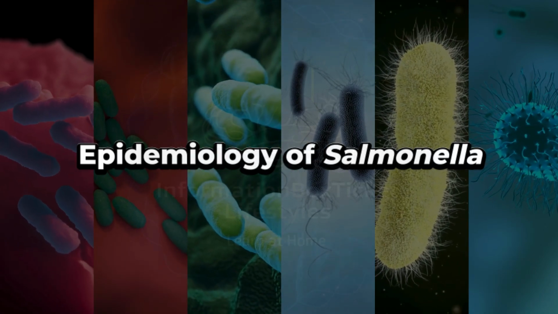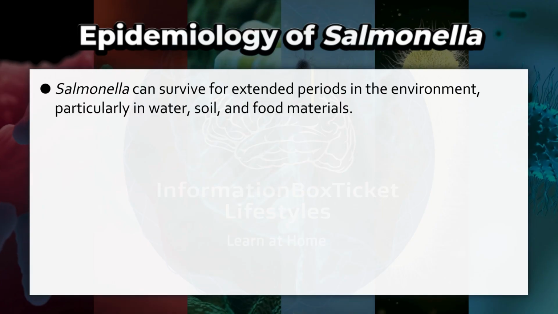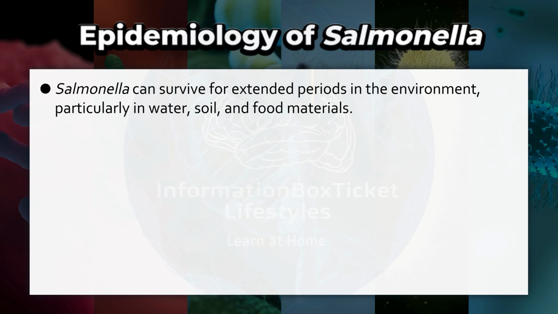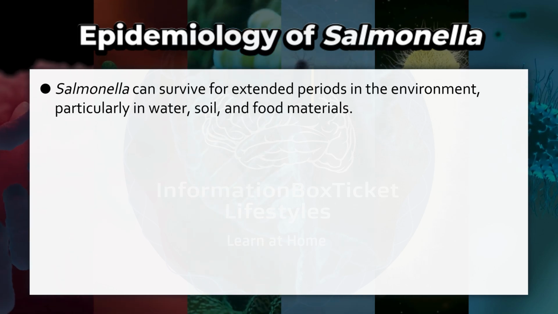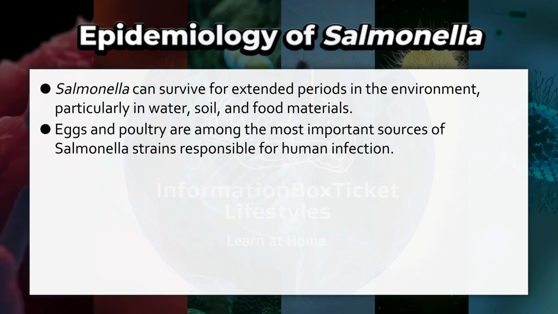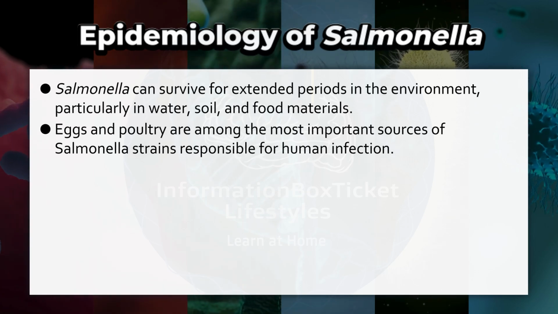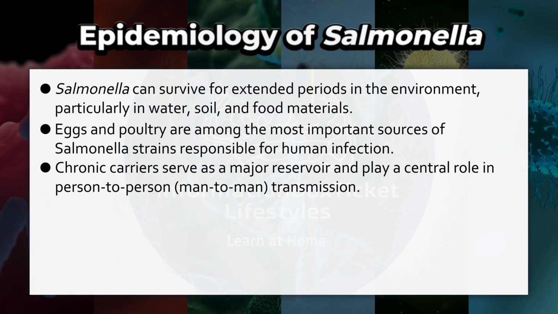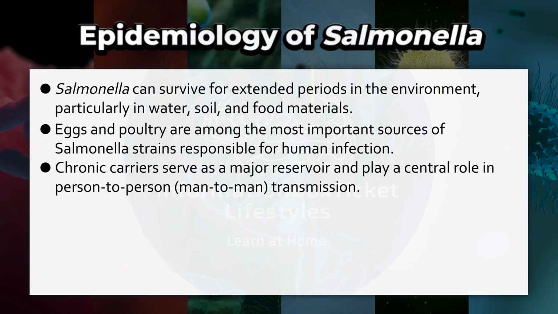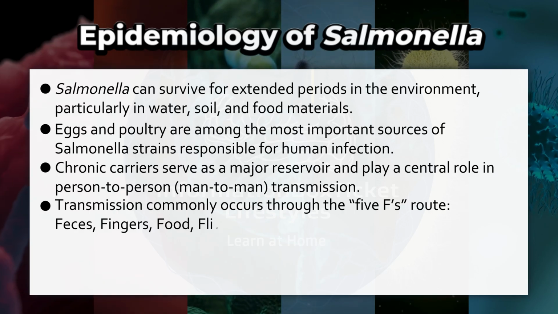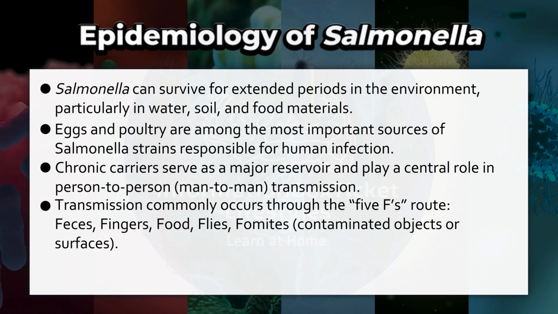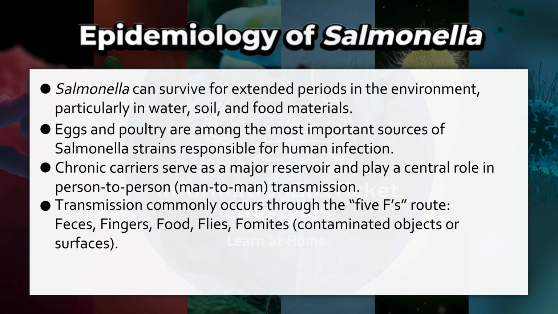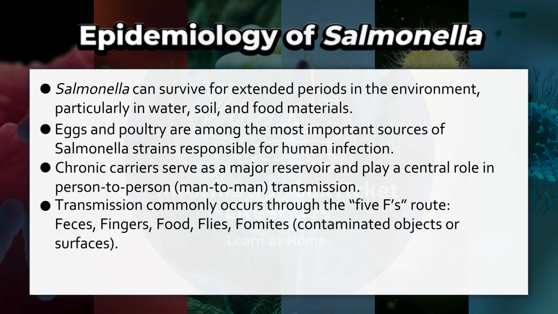Epidemiology of Salmonella. Salmonella can survive for extended periods in the environment, particularly in water, soil, and food materials. Eggs and poultry are among the most important sources of Salmonella strains responsible for human infection. Chronic carriers serve as a major reservoir and play a central role in person-to-person transmission. Transmission commonly occurs through the 5 F's route: feces, fingers, food, flies, fomites, contaminated objects or surfaces.